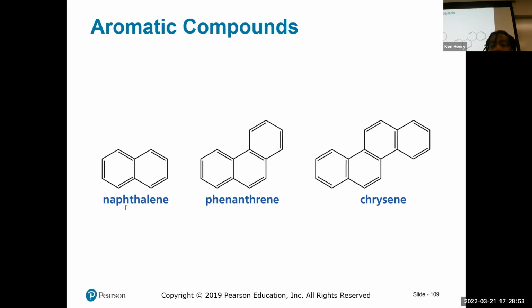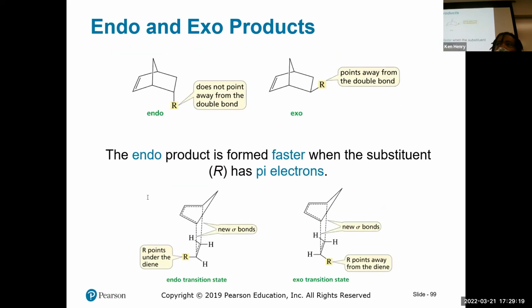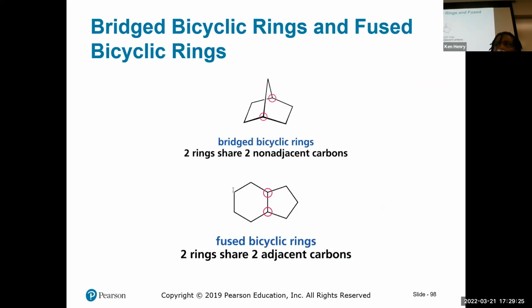Is that a bridge? Yes. It's not fused, or is it fused? Remember bridged? So this one is actually fused. Yeah, it is fused. So remember, we'll go back. He is correct. So bridge, right? And then fused, right? You see the distinction?